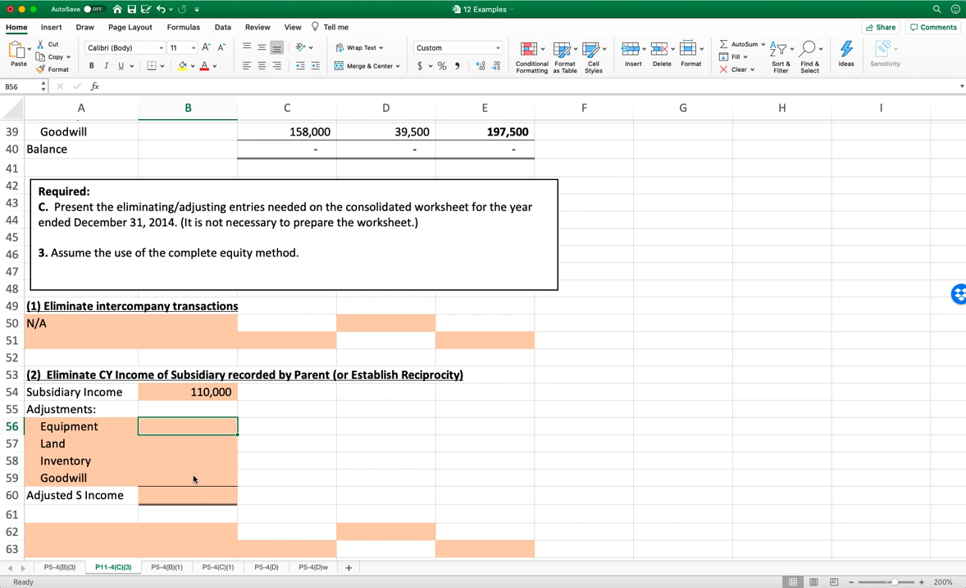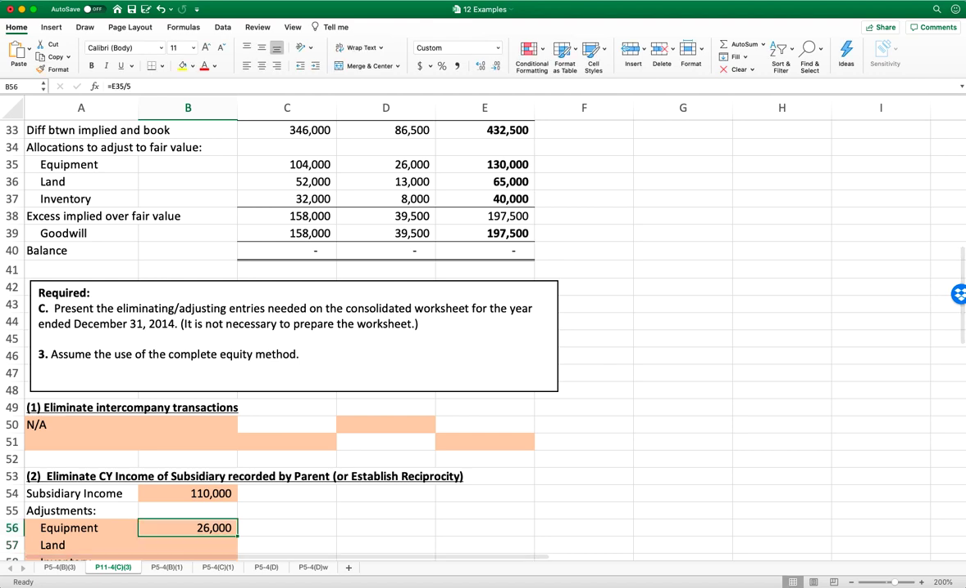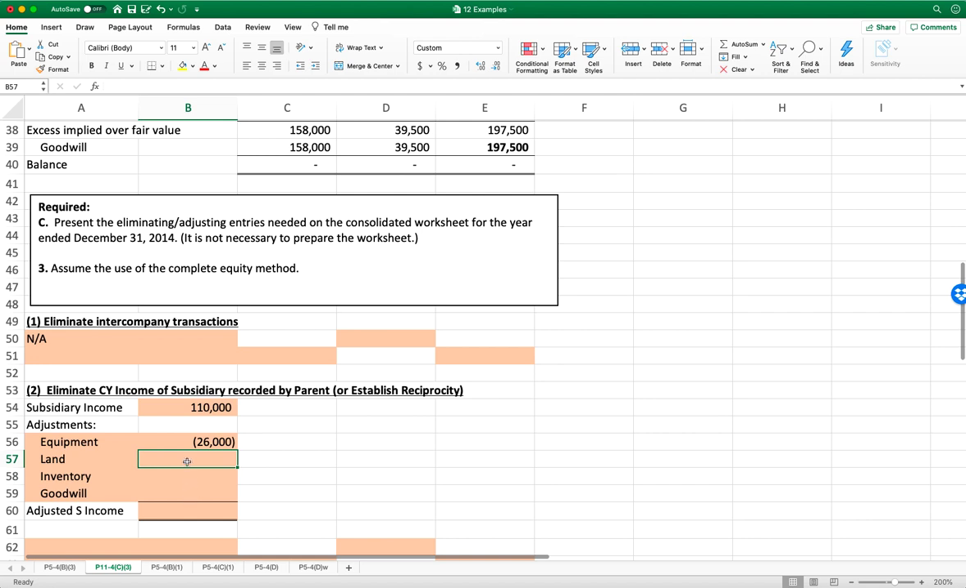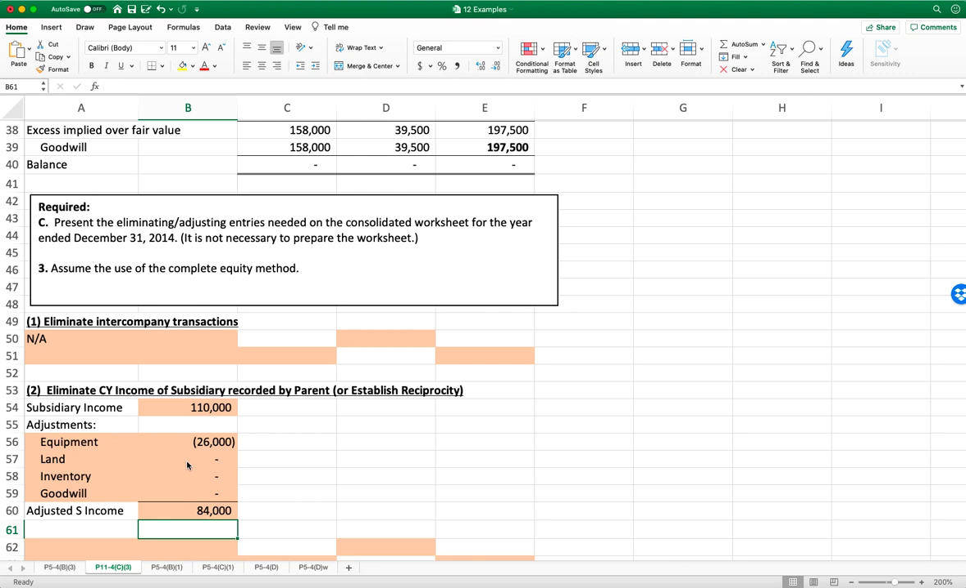So equipment is being depreciated over 5 years. We're in year 2, so we're going to need to do that one again. So again, that was 130,000 divided by 5, and that's going to be extra depreciation, so it's going to be income decreasing. Land still wasn't sold and still doesn't get depreciated, so that one's fine. The inventory was sold last year, so it's not going to have an effect on this year's net income. And our goodwill still isn't impaired, so that's also not going to have an effect on this year's income. So our adjusted subsidiary income is $84,000.